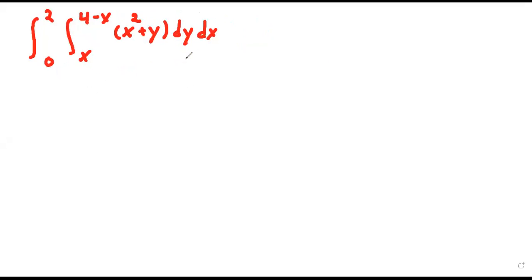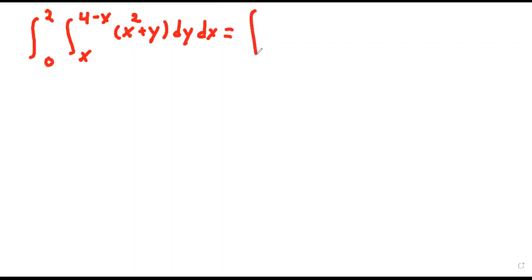Okay, welcome to our third example on double integration. So here we have our third integral, and notice this time that this is not a product. This is a sum of x squared and y. So we can't just pull out x squared when we treat it as a constant. We have to actually integrate it.